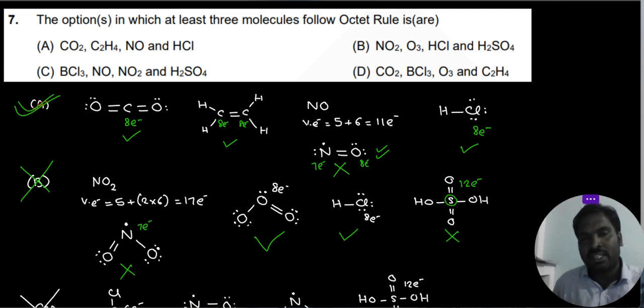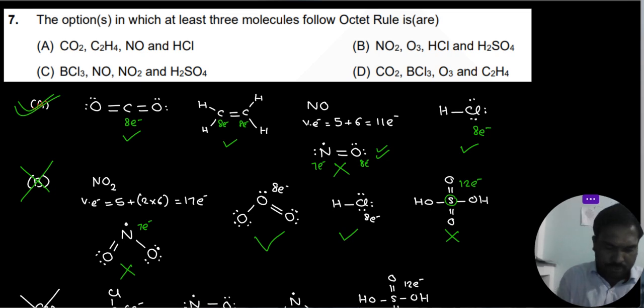But that's why in hydrogen chloride, around the chlorine, if there are 8 electrons, that is obeying the octet rule. So for hydrogen chloride we look at chlorine, that is enough. Now CO2, ethylene, HCl, these three molecules obey the octet rule among the 4 in option A. NO is under the limitations of the octet rule, an odd-electron species.